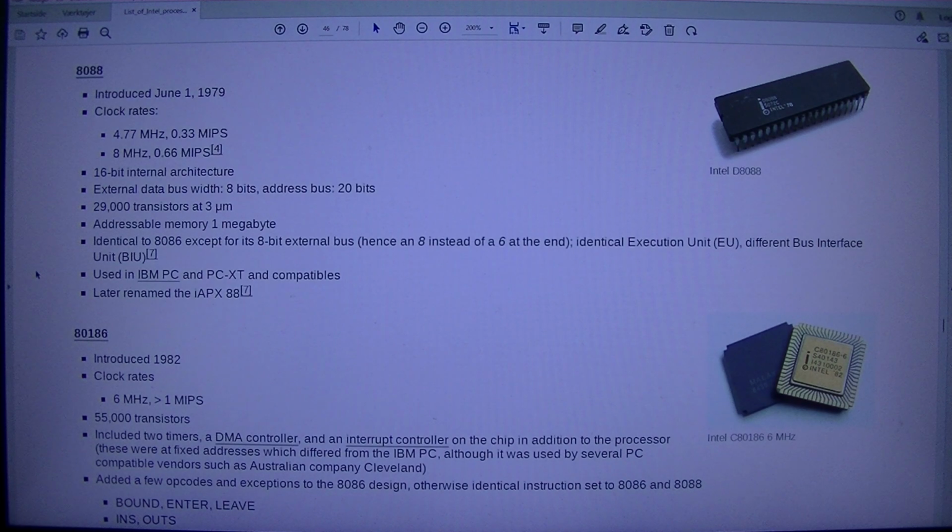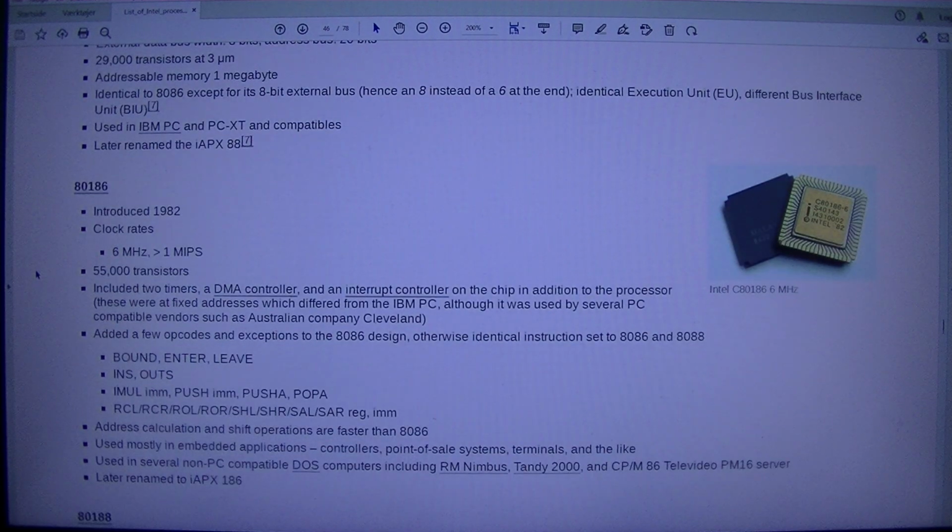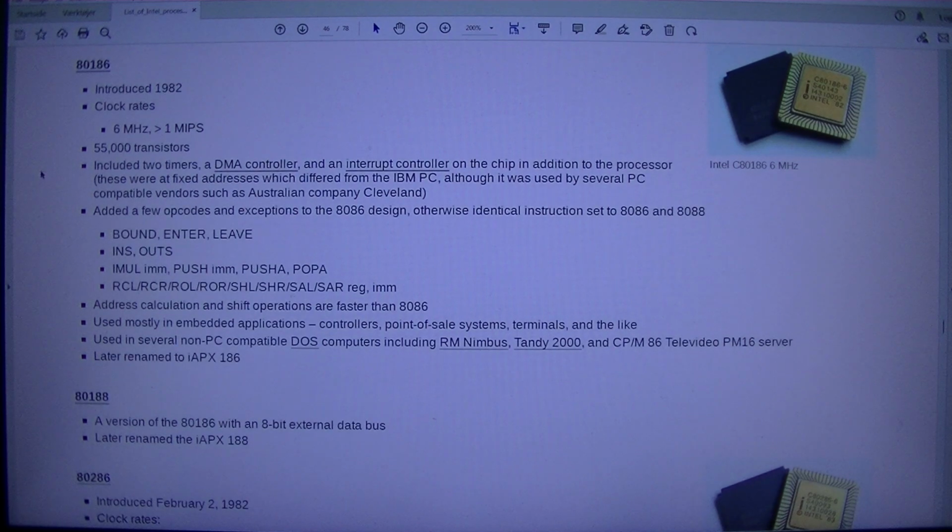Intel 80186, 6 MHz. Introduced 1982. Clock rates 6 MHz, and greater than 1 MIPS.